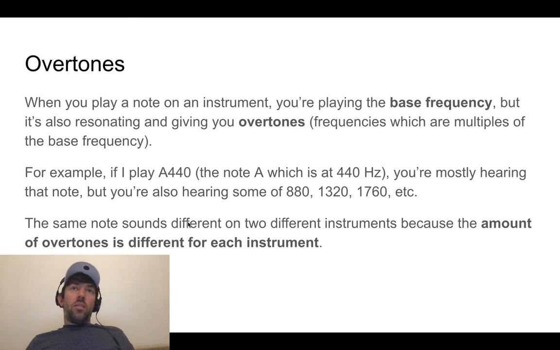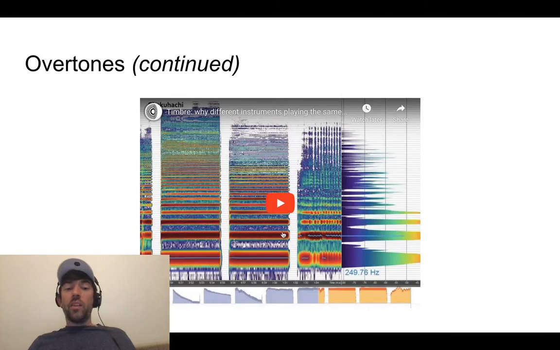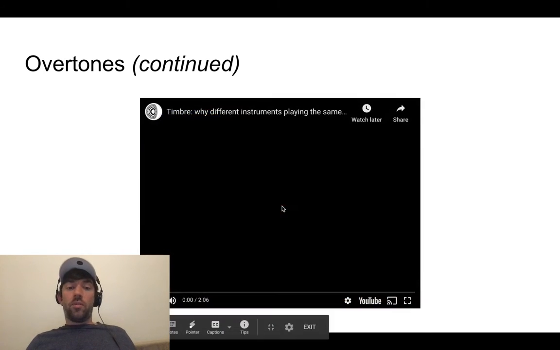Now, this is a really interesting concept because it helps explain why different instruments sound different even when they're playing the same note. Imagine a violin playing one note, imagine a piano playing the exact same note. It's the same note. You would think it should sound the same, right? But it doesn't exactly sound the same because it's played on a different instrument. The reason it sounds different is because you get different amounts of overtones for each instrument. And this video is just a really nice visualization of this concept. So let's watch this. Basically, it's going to play different instruments playing the same note, and you can see the overtones.